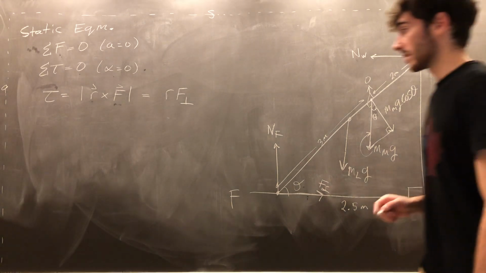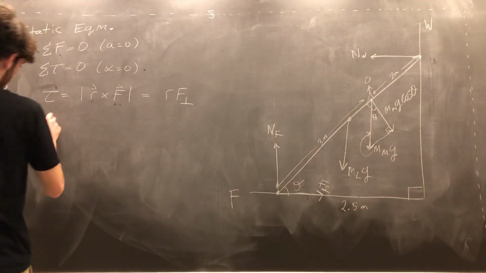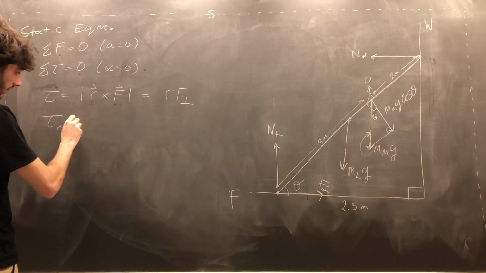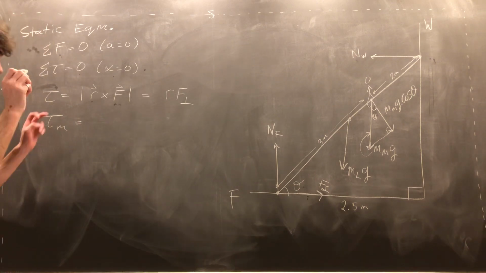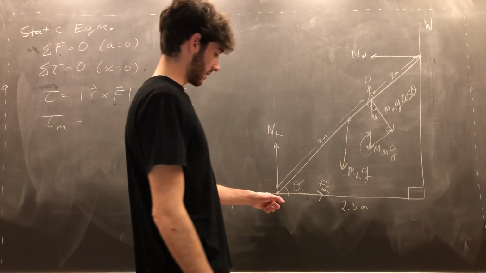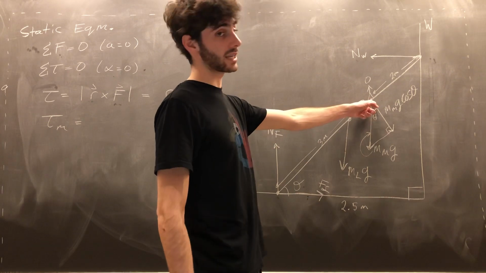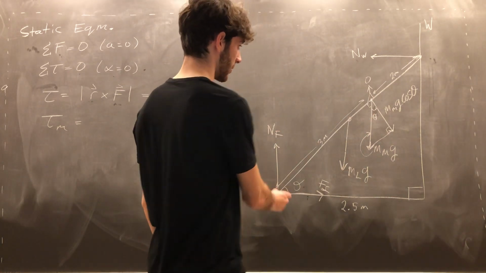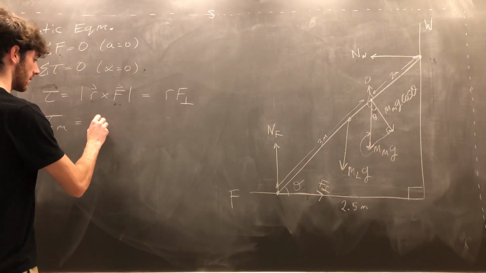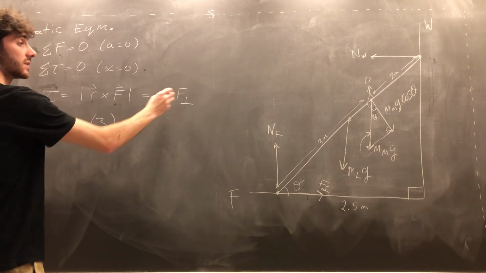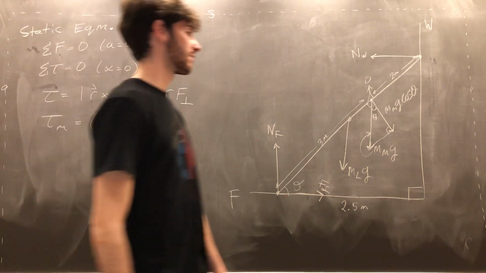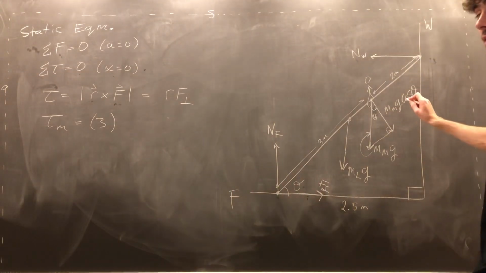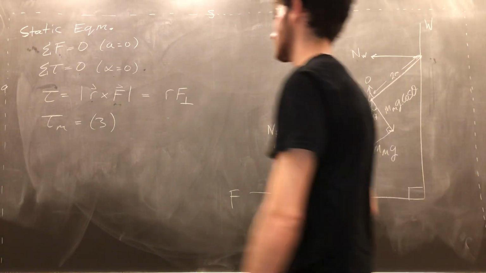So now if we think about what is the torque of the man, well, it's going to be r, which is the distance from the axis of rotation to wherever the force is acting. In this case, it's 3 meters. So it's 3 times the perpendicular component of that force. In this case, it's m_m g cos theta.